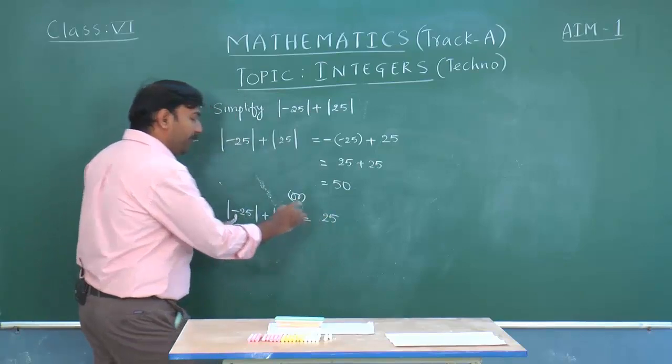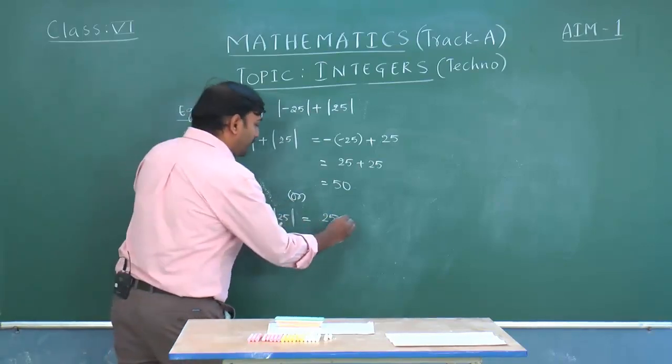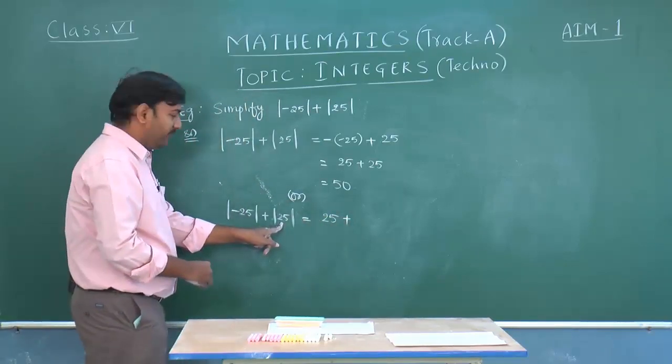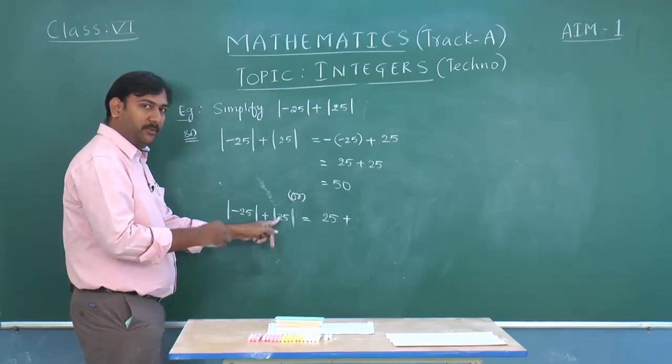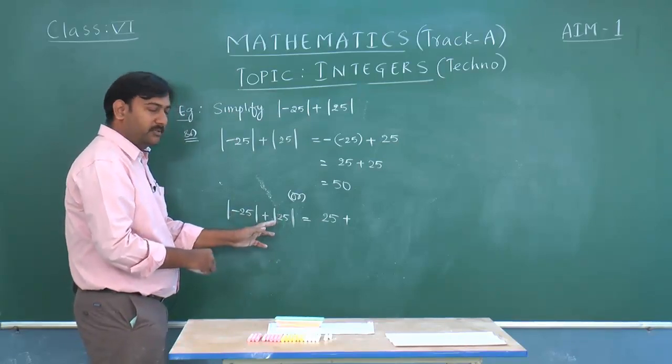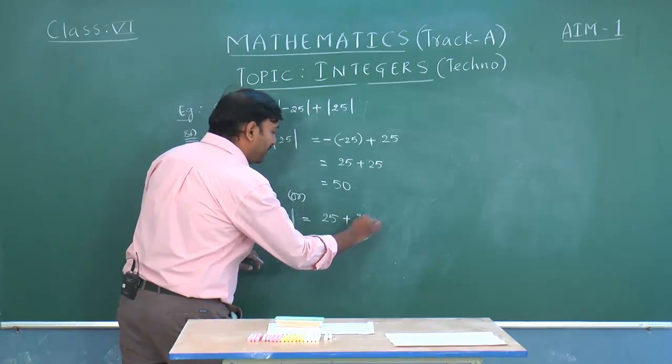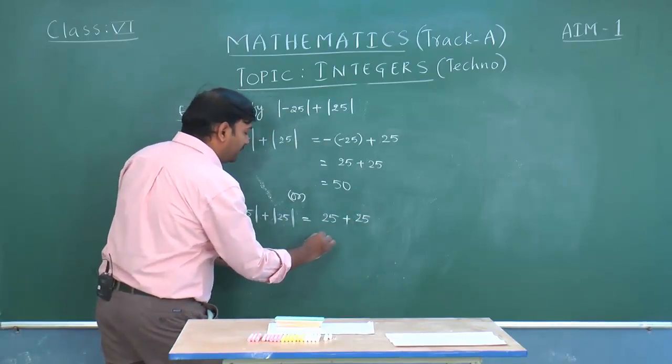That means it is going to be a positive integer. Here also it is going to be the absolute value of 25. So no sign before it means it's a positive number. So neglecting the positive sign, it still remains as 25 itself. So we can get the answer as 50.